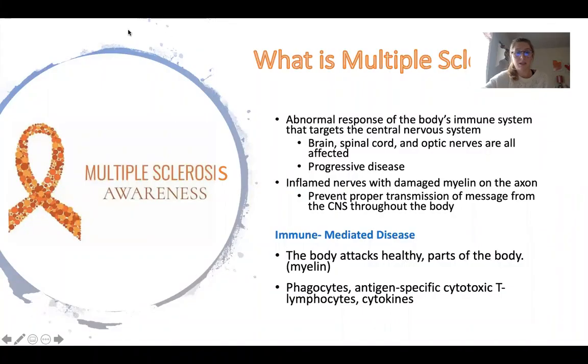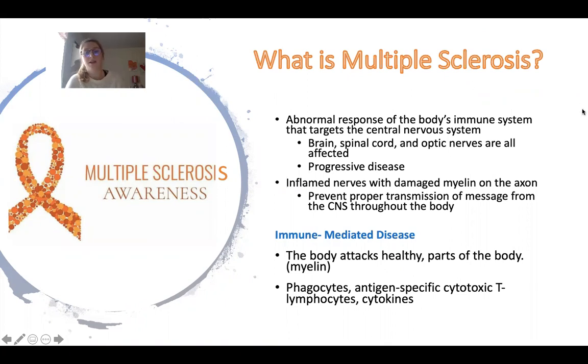Multiple sclerosis is an abnormal response of the body's immune system that targets the central nervous system, which is the brain, the spinal cord, and the optic nerves, and it is a progressive disease. Inflamed nerves are damaged with the reduction of myelin on the fibers of the axon, which prevents proper transmission of messages from the CNS throughout the body. It is an immune-mediated disease in which the body attacks healthy parts of the body, in this case the myelin, and this is done by phagocytes, antigen-specific cytotoxic T lymphocytes, and cytokines.